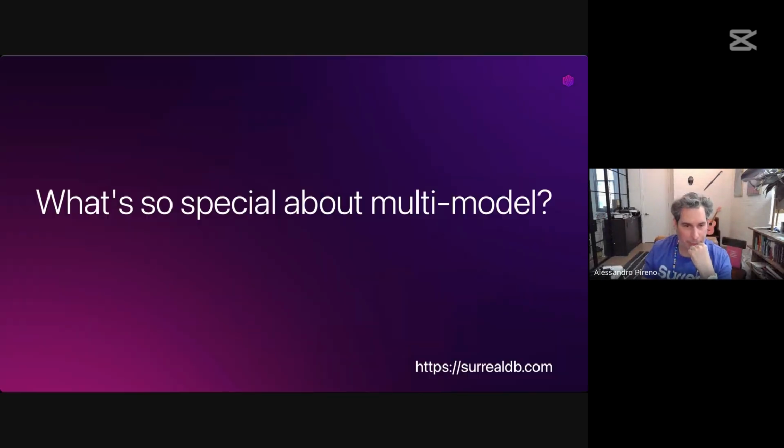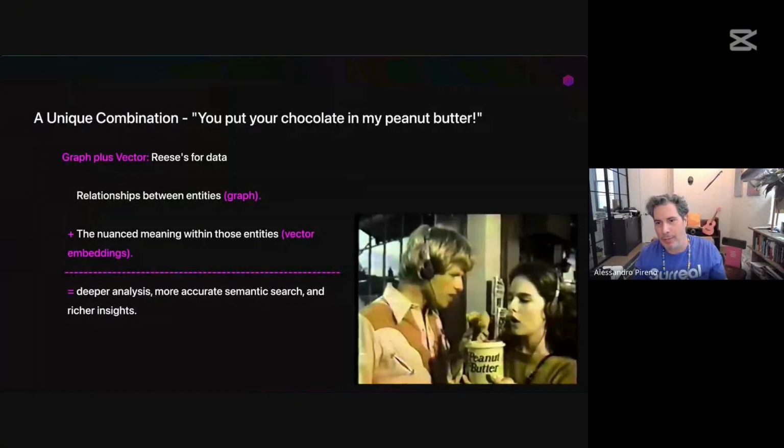Okay, so multi-model. Why are we here? Why did I mention multi-model to begin with? In this case, specifically, it's all about graph and vector.